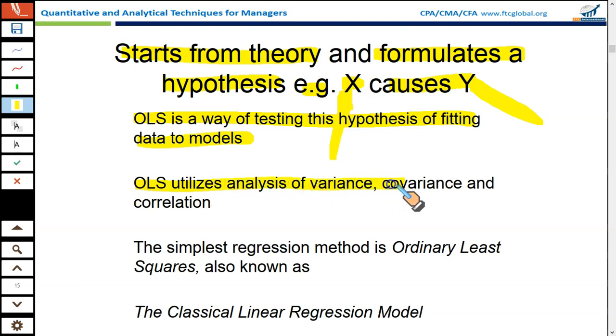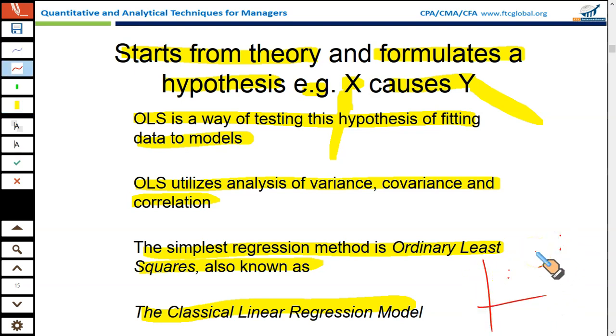So OLS utilizes analysis of variance, covariance, and correlation. This we already discussed. OLS employs these tools, and they help us measure the spread of Y values; covariance, which measures how much two variables change together; and correlation, which measures the strength or direction of the relationship between two variables. We discussed this in detail in our previous class. The simplest regression method is ordinary least squares, also known as the classical linear regression model. Let's say we have these data points. This method calculates the best fitting line for the observed data by minimizing the sum of squares of the vertical deviations, these, from each data point to the line. We will discuss this in our coming slides shortly.